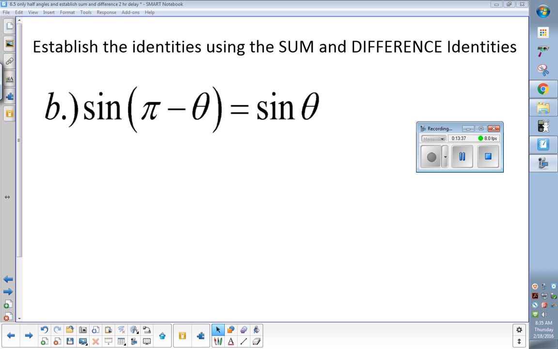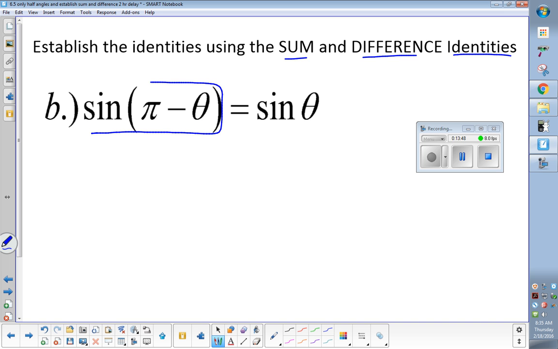Okay, let's try one more of those. Establishing the identity using the sum and difference identities. So again, here it says sine of pi minus theta. And we're trying to make it equal to sine theta. So first thing we want to do is look at our sum and difference identities and look for the one that does sine and subtraction. Well, up here on the board, that's this fourth one down.